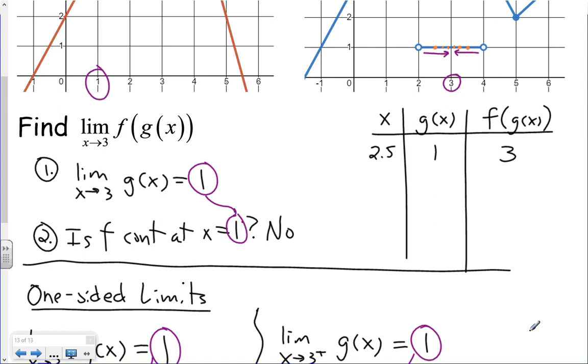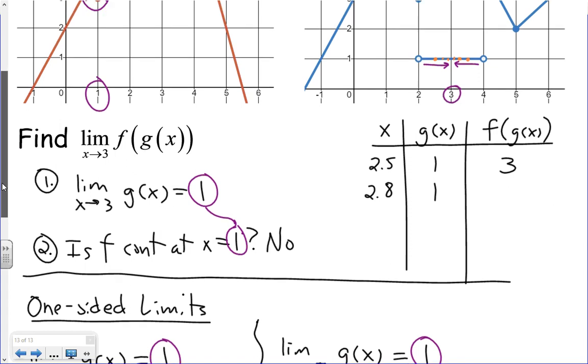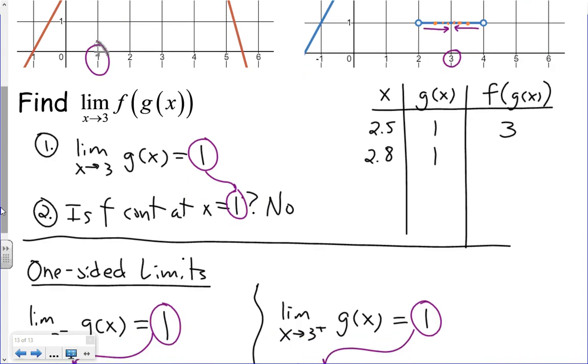Let's repeat that. Let's get closer to x equals 3 from the left side. So let's make this 2.8. If I look at what's happening at 2.8 on this graph, again, function g is exactly equal to 1. Not above 1, not below 1, but exactly equal to 1. If I take that value of 1 and plug it into function f again, guess what? We get the exact same thing. We get a value of 3. And I can even get closer. What happens at 2.9? Same story. It's a y value of 1 that function g gives me. When I plug that value of 1 into function f, I get a value of 3 again.